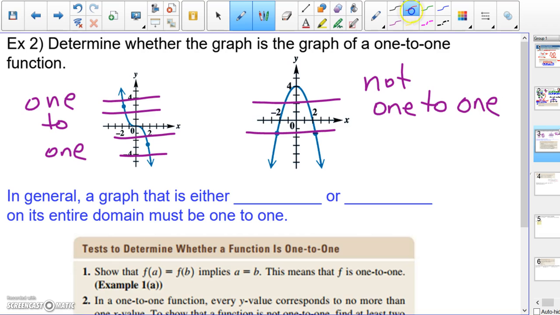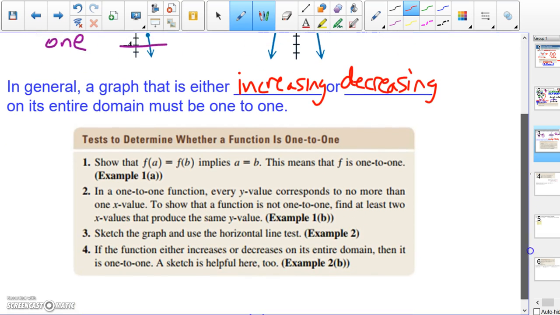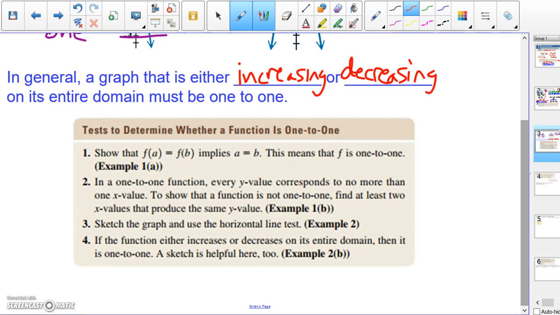In general, a graph that's either increasing or decreasing on its entire domain must be 1 to 1. Okay? So even if you don't see the actual graph, but if you just know that it's increasing the whole time or decreasing the whole time, you can say that it's 1 to 1. So to sum up, we did these two tests in example 1. I like the horizontal test a little bit better, and then also if you know it's increasing or decreasing over the whole domain, those are 4 different ways to tell if it's 1 to 1.